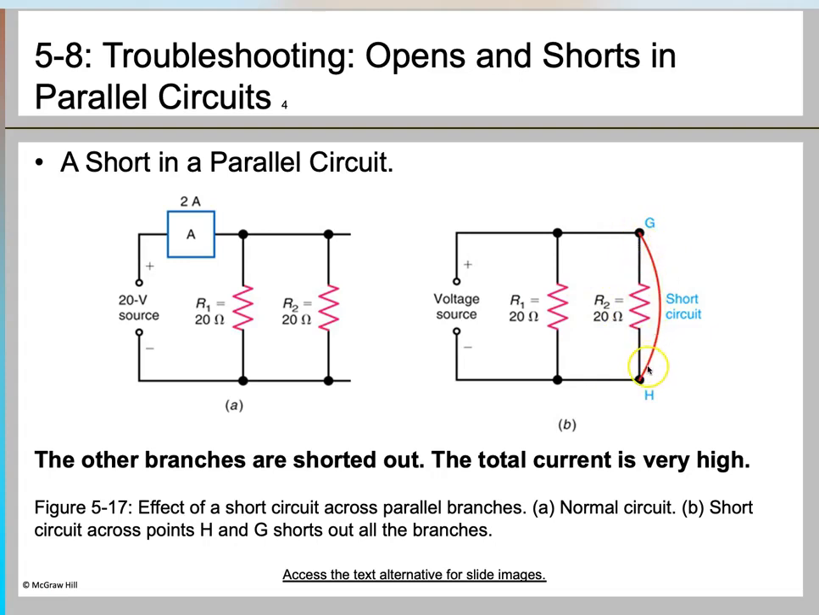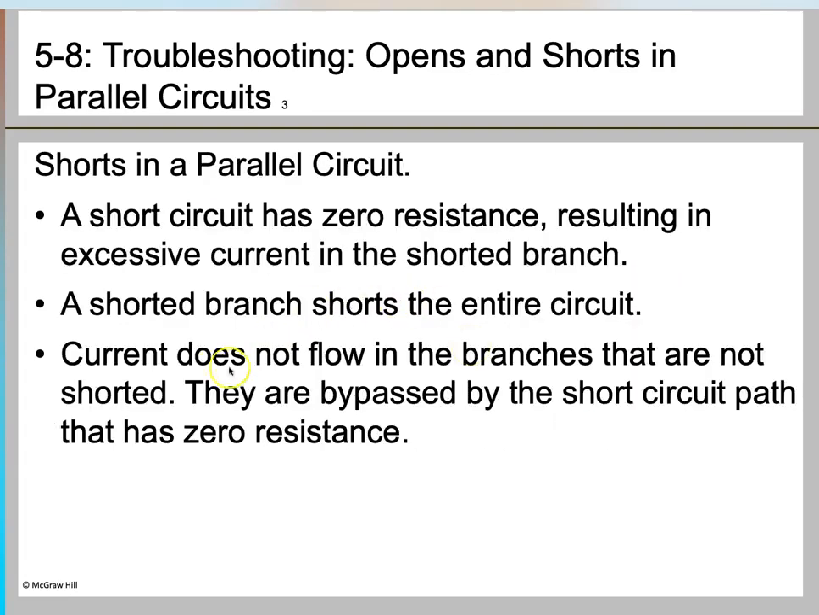When this is shorted, that means the resistance in this wire is 0. And if the resistance is 0, a higher current will flow. And you know the nature of current is that it tries to follow the low resistance path. So what will happen? All the current will flow through this wire and return to the voltage source. And that's what it is saying here: a shorted branch shorts the entire circuit.